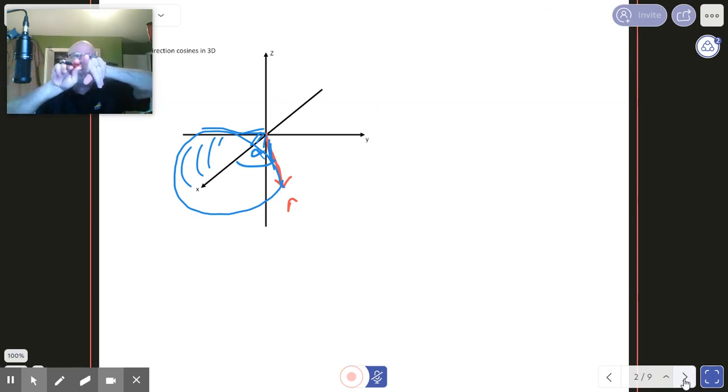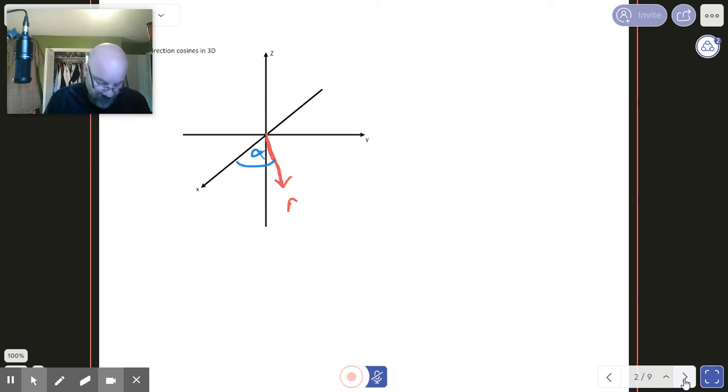Okay. And my vector could be anywhere on that cone. After all, anywhere it is on the cone, the angle is still 30 degrees. Okay. So let me get rid of my beautiful cone there. And let's think about our other angle here.